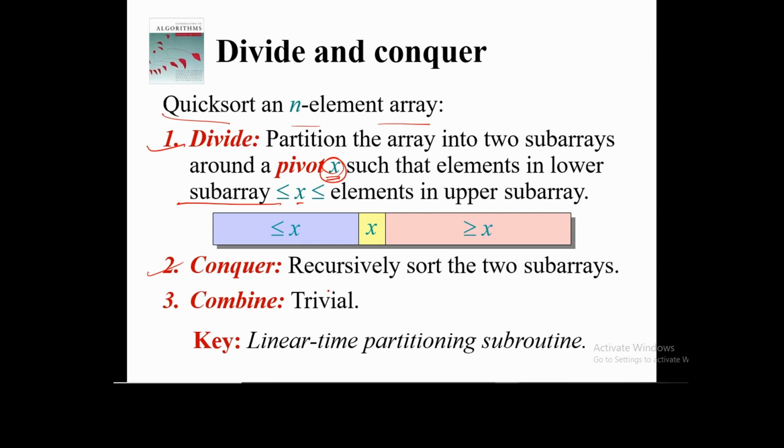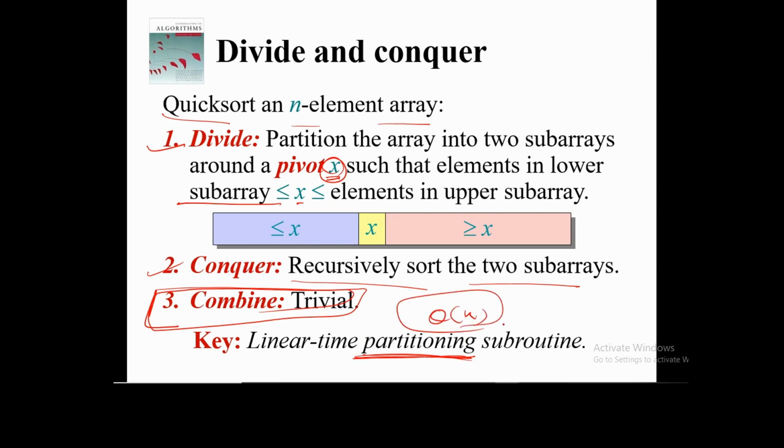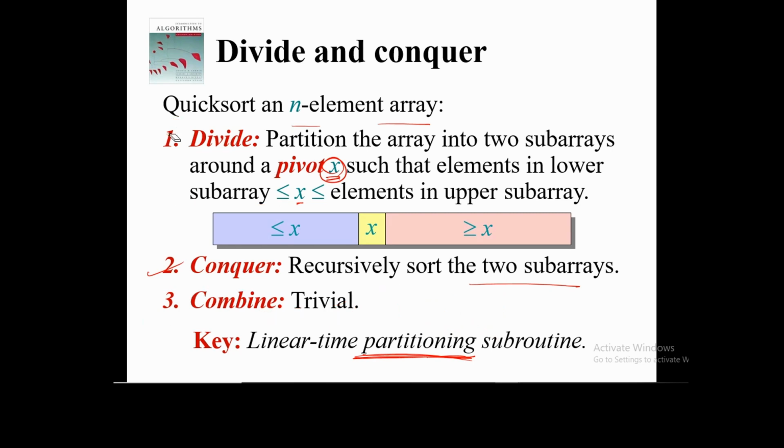In this conquer step, we recursively sort the two sub-arrays. And the last stage is the combine step. This will not be there in the quicksort algorithm. The cost or complexity of the partitioning process will be in linear time, that is, in the order of n. Now let's see the whole process one by one. First, we will understand the algorithm of quicksort, and after that, we analyze the algorithm in different cases.